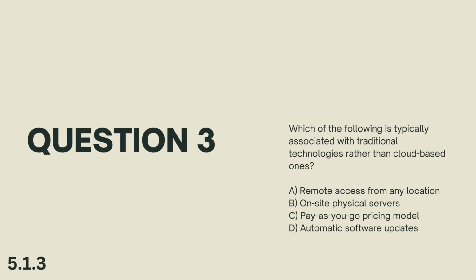Which of the following is typically associated with traditional technologies rather than cloud-based ones? A. Remote access from any location. B. On-site physical servers. C. Pay-as-you-go pricing model. D. Automatic software updates. Take a moment to consider your answer, and we'll reveal it after discussing our next concept.